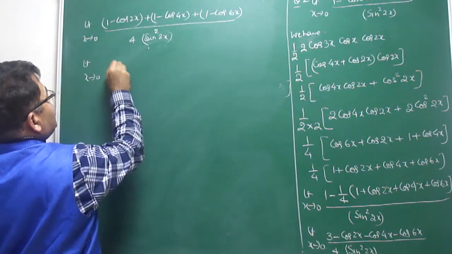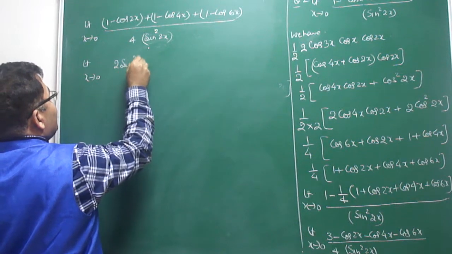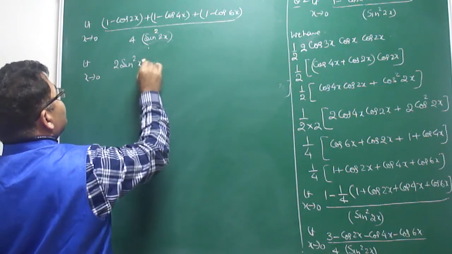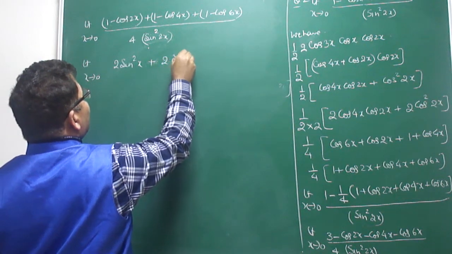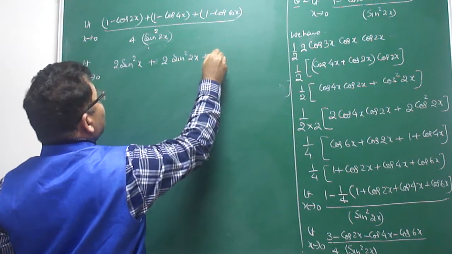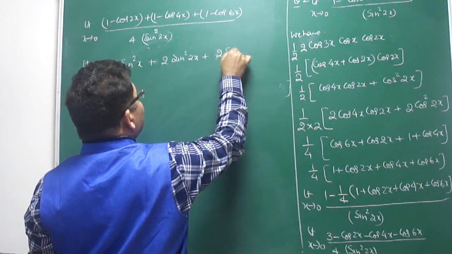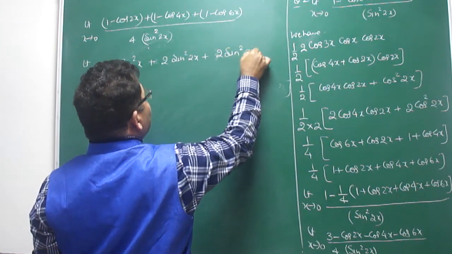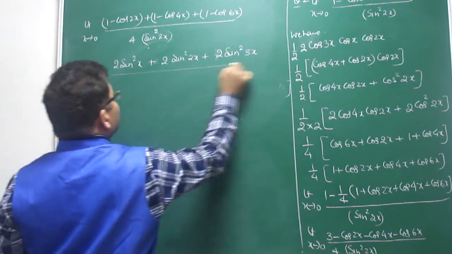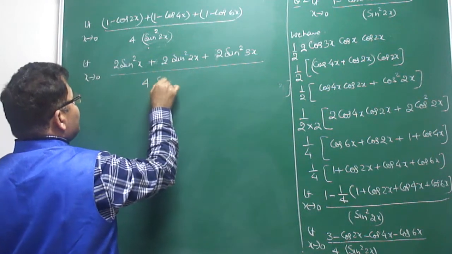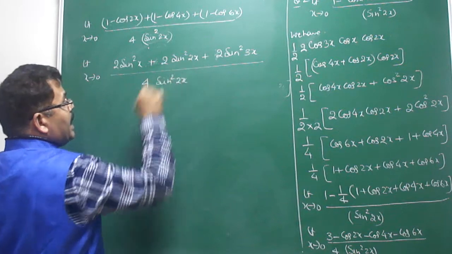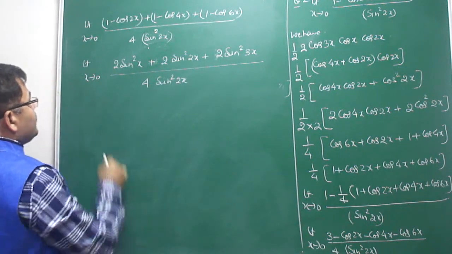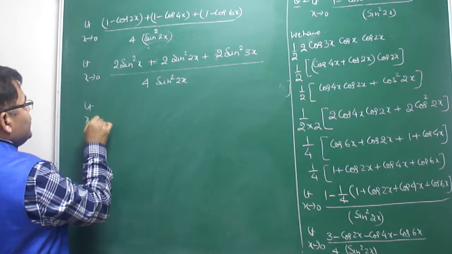1 minus cos 2x kya hota hai? 2 sin square x, plus, yahan se 2 sin square 2x. Yahan se kya milega? 2 sin square 3x. अब नीचे क्या है हमारे पास 4 sin square 2x. सब को चाहे तो आप अलग अलग करके यहां कट कर सकते हैं, लेकिन सब को आप चाहे तो अरेंज कर सकते हैं. कैसे अरेंज कर सकते हैं?